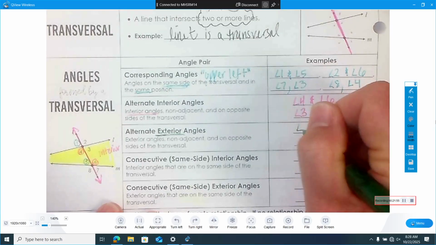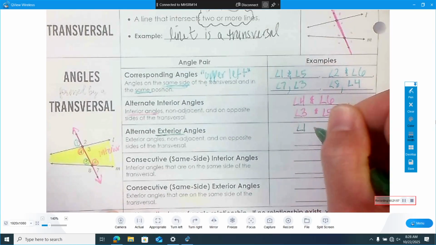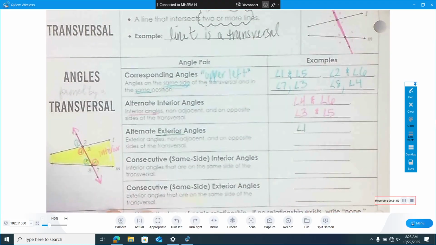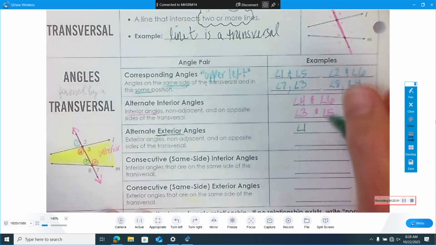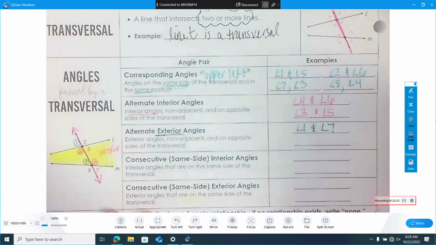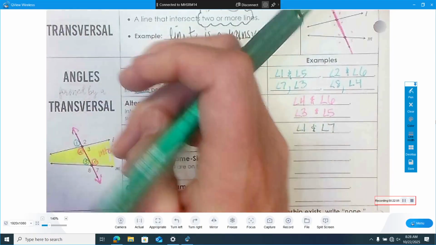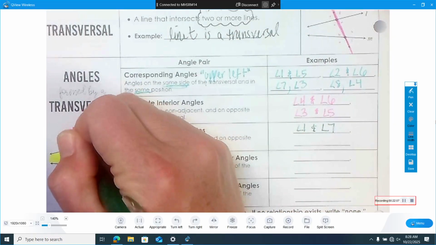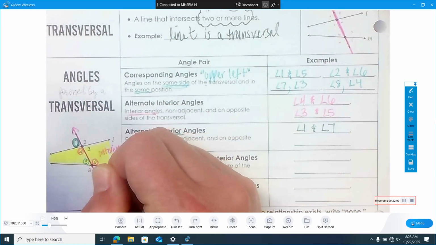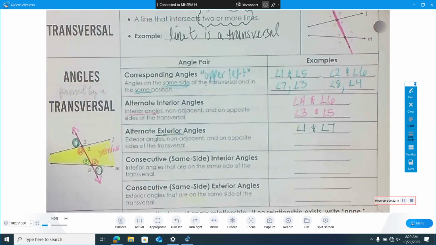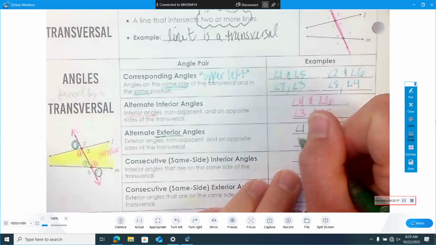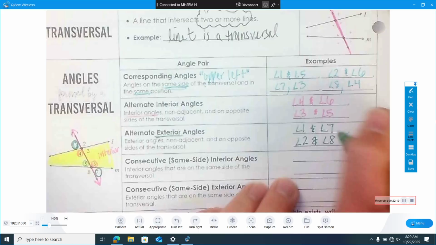Yeah, exactly. The 1 and the 7, what did we say? Angle 1 and angle 7 would be alternate, because they're on alternate sides of the pink transversal there, and they're on the outside of our two lines. So alternate exterior, so 1 and 7, and then angle 2 and angle 8.